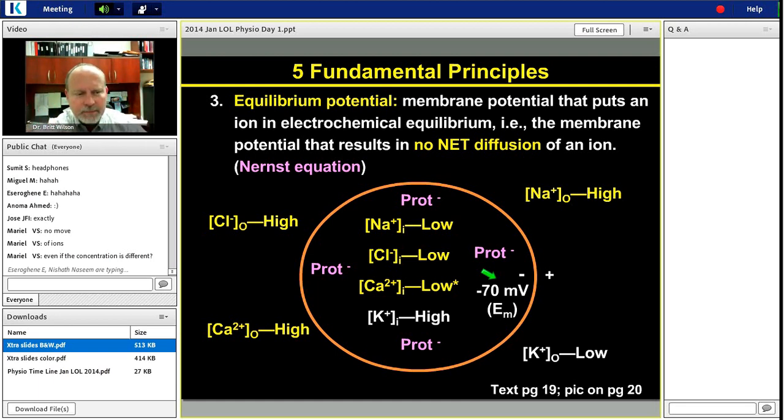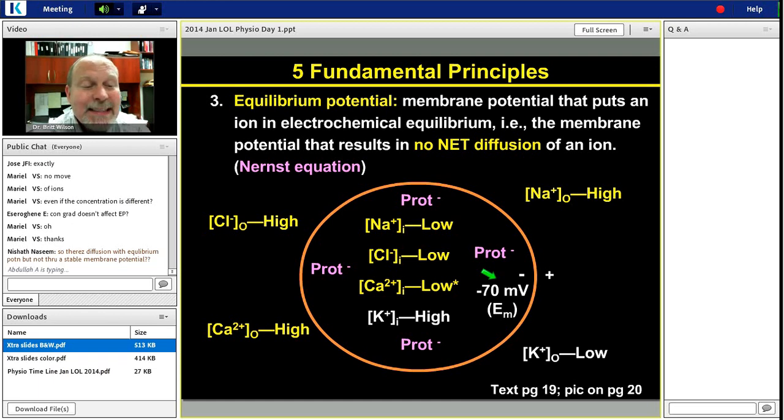Even if the concentration is different, that doesn't mean we lose the concentration gradient. I may have a concentration gradient in, but an electrical pull coming out. They balance each other out. That's the key. This is the secret. This is the inside secret to understanding how excitable tissue works. It's called the equilibrium potential, calculated by the Nernst equation.